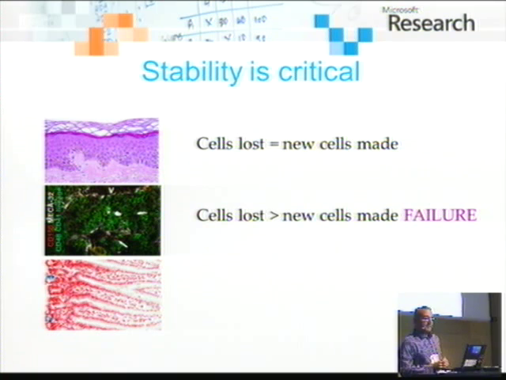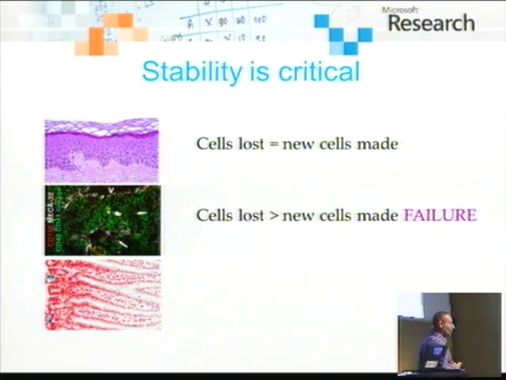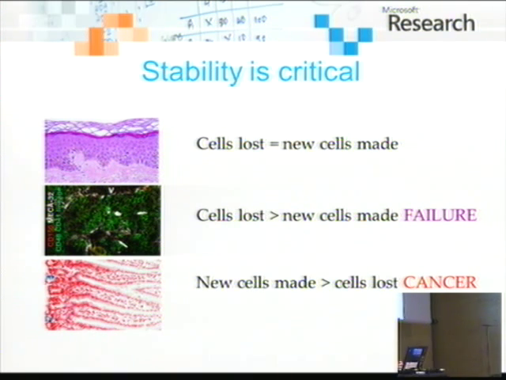Okay, cells lost more than new cells made. That's kind of bad, and that's actually what happens in older people when their skin doesn't heal so well. They have sores all the time because their skin keeps shedding more than it should. Okay, what about the other one? More cells made than cells die. That's very bad. That's essentially cancer. That's how cancer appears in skin.